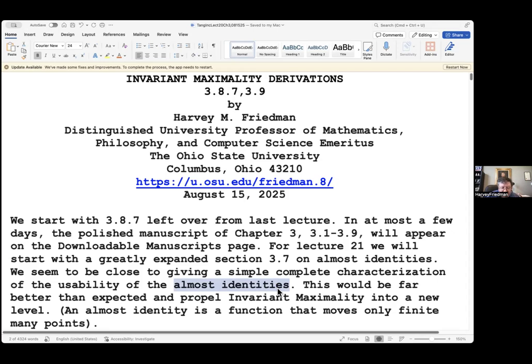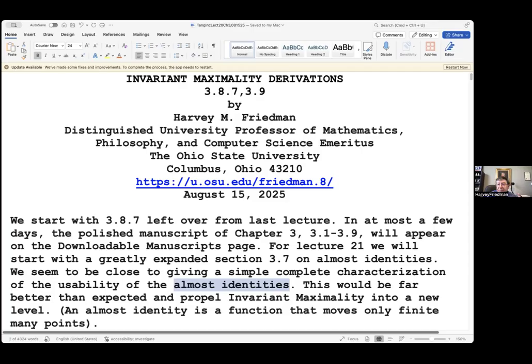It would be far better than I was expecting if this goes through. In fact, if this goes through, the same characterization I use for the finite functions holds, the exact same conditions hold for these almost identities to be usable. And this would be very satisfying.